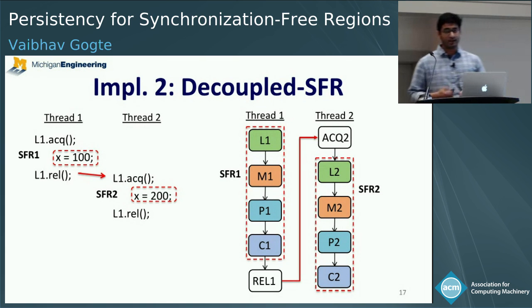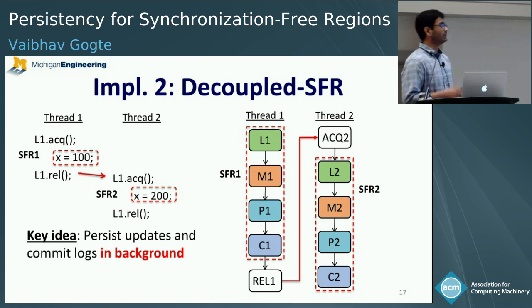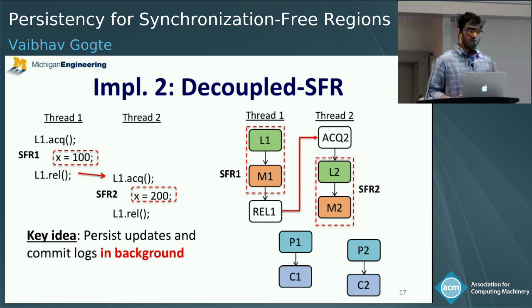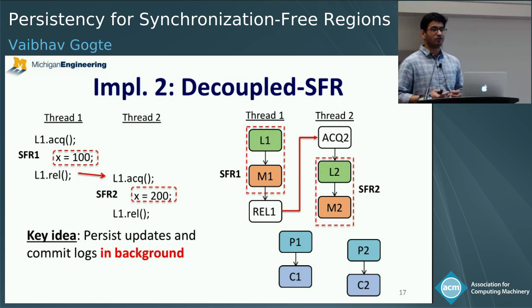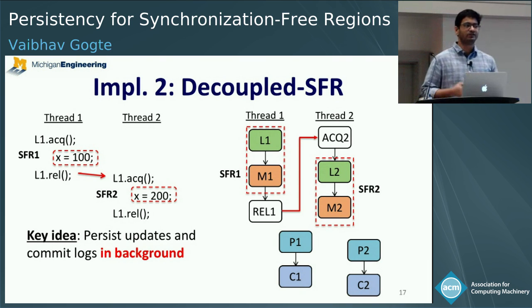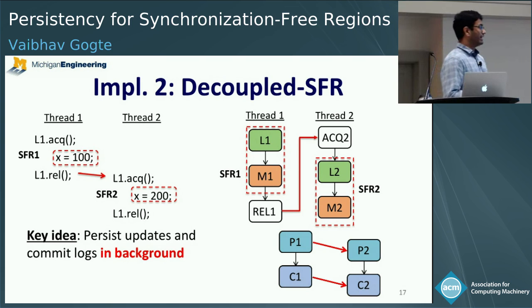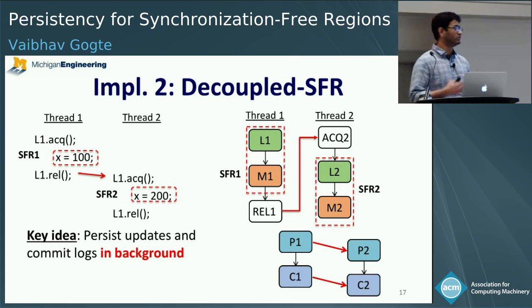The key idea behind decoupled SFR is that we persist updates and we commit logs in the background out of the critical execution path. We still create log entries and perform the updates in the foreground during execution. To perform persist operations in the background, we launch a set of background threads that periodically inspect uncommitted logs, flush the updates within them, and then commit the logs. We still need to commit these logs in the correct order. This is because in case of failure, we need to roll back the partial updates in the reverse order of creation of these logs.